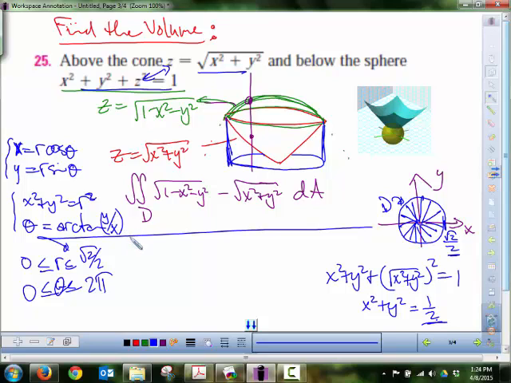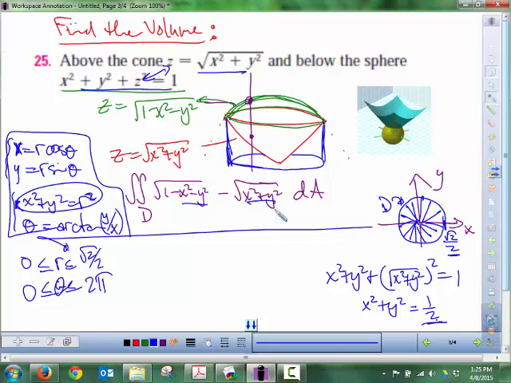So with this in mind, or especially this, we can replace all the x squared plus y squared that we have there with r squared. Right? So then let's go straight into our integral.